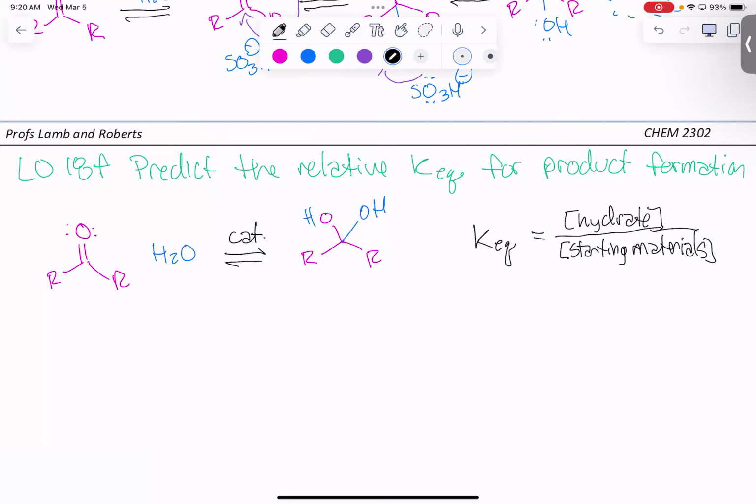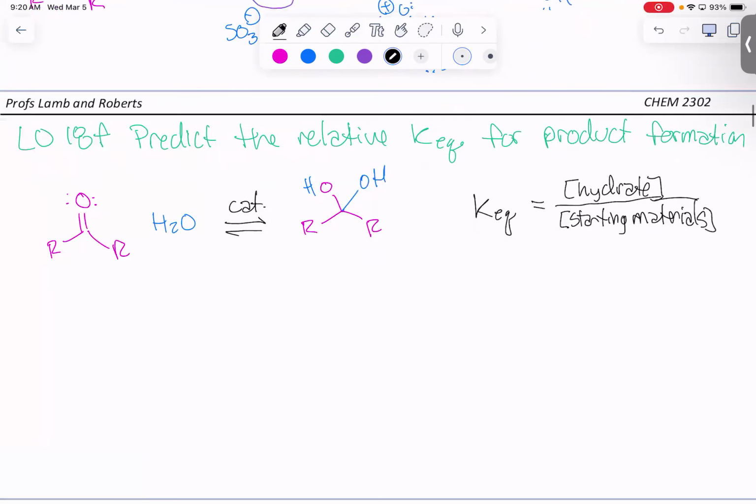All right, so we've already learned about some KEQs when we learned about esterification reactions, and we learned about our Dean-Stark trap when we were trying to pull water away from our reaction. Here, we're going to think about KEQ in terms of this aldehyde or ketone. So there's two factors we're going to consider.